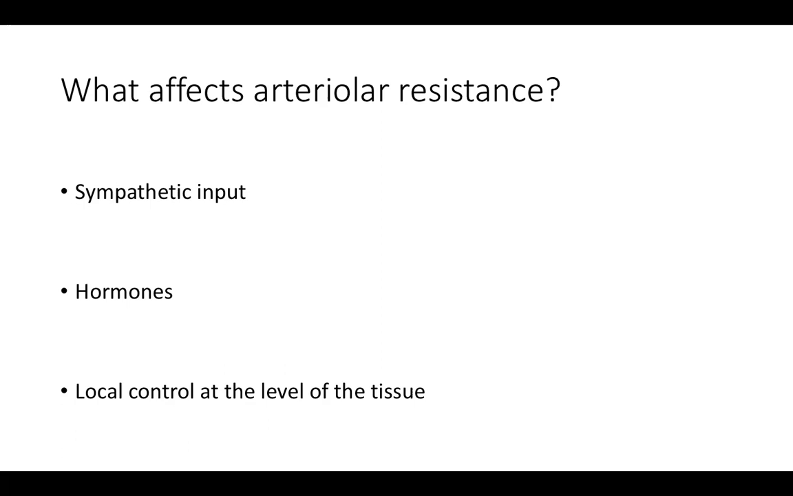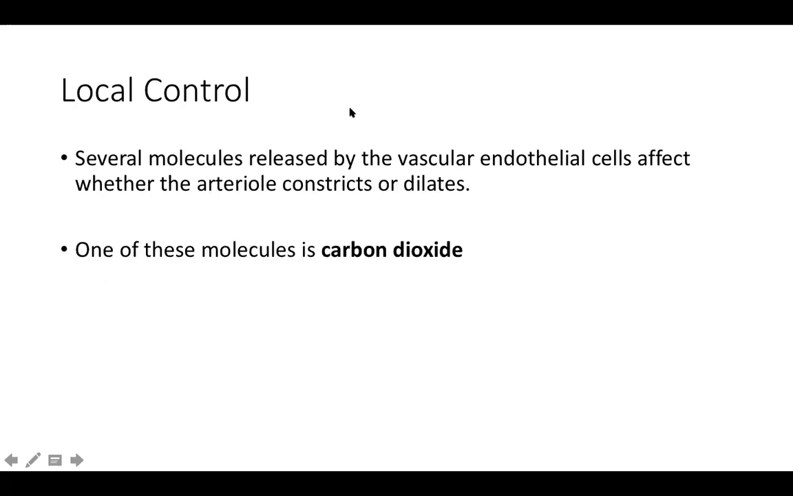So from the cells of the arterioles, some substances will cause that particular arteriole to dilate. It'll be a substance that's produced by the endothelial cells of that arteriole, or in the tissues around that arteriole. Will secrete something that will change the radius. So local control, several molecules that are released by the vascular endothelium affects whether that arteriole will constrict or dilate.